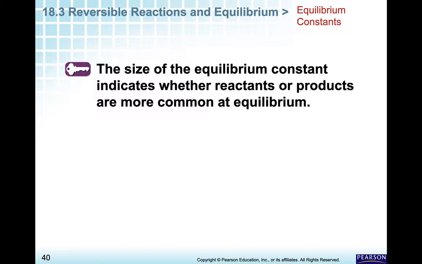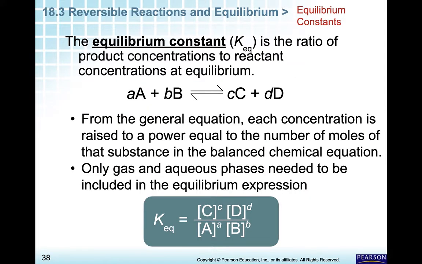And then the reason we care about an equilibrium constant is that its magnitude can tell us whether reactants or products are going to be more favored at equilibrium. It'll tell us which one's going to be more common, more present. So let's think about this on our own first. Let me go back a couple slides. Here is our equilibrium expression.